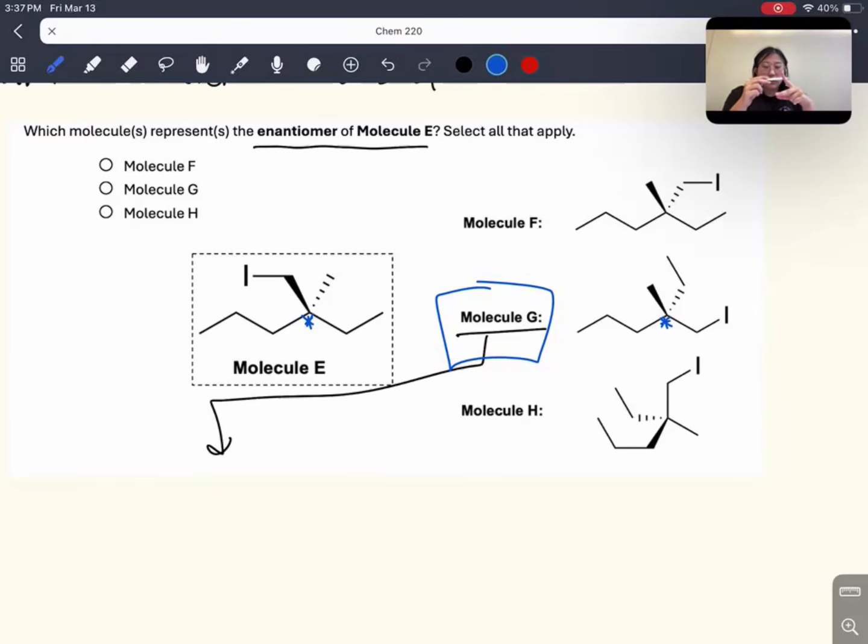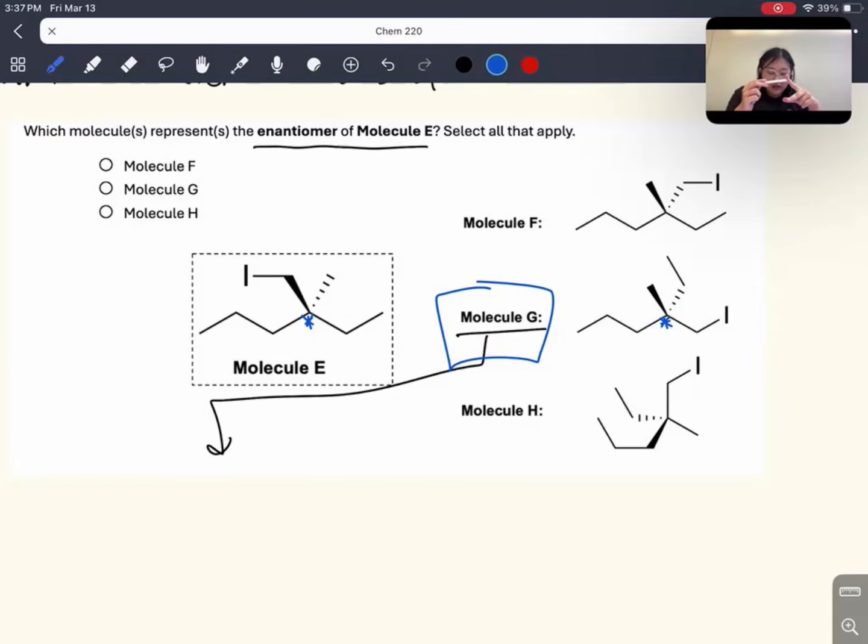So now I want to see what happens to the other groups if I want to try to get my I group, which is in plane, to be in the front.